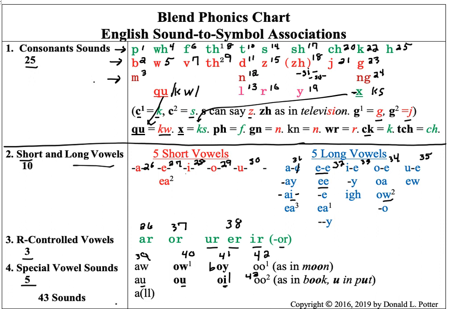So there you have it, 43 sounds of the English language, and these are the major sound to symbol associations, also called phoneme to grapheme. Some people would say sound to letter. The letters are the symbols, whether it's one or more working together for one sound or to indicate two sounds. And it's important that you teach these to your students.